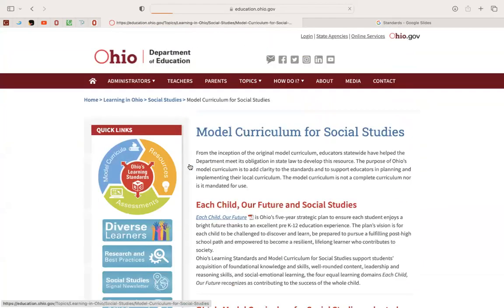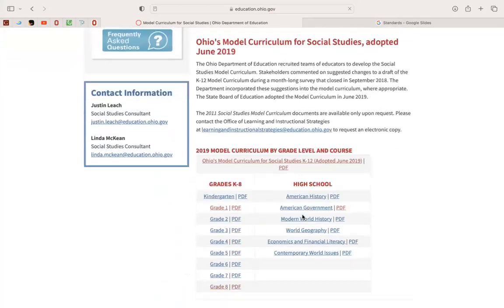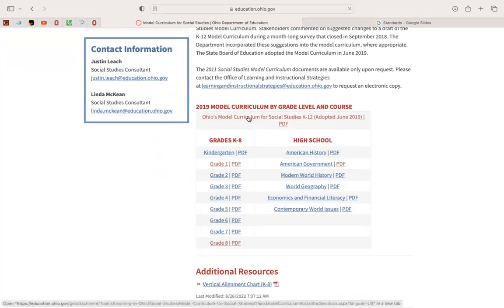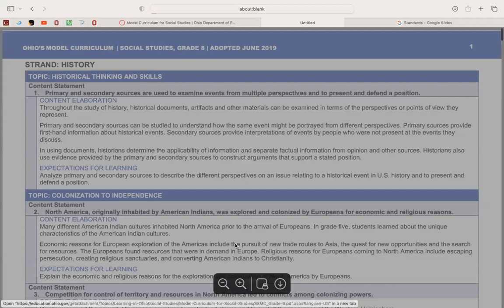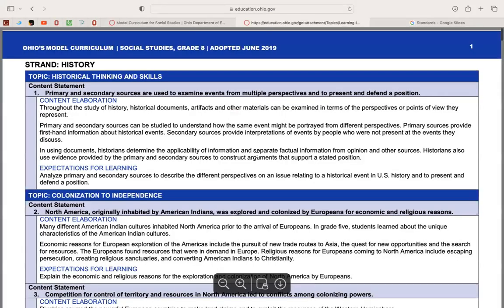You're going to click on model curricula. And if you look at this grid here, this big PDF is going to contain all of the social studies standards K through 12. And then they have them individually broken down into Word documents. So if you click on the grade or the title of the class, it'll give you a Word document, or you can click on PDF. And that's what we are going to use today.